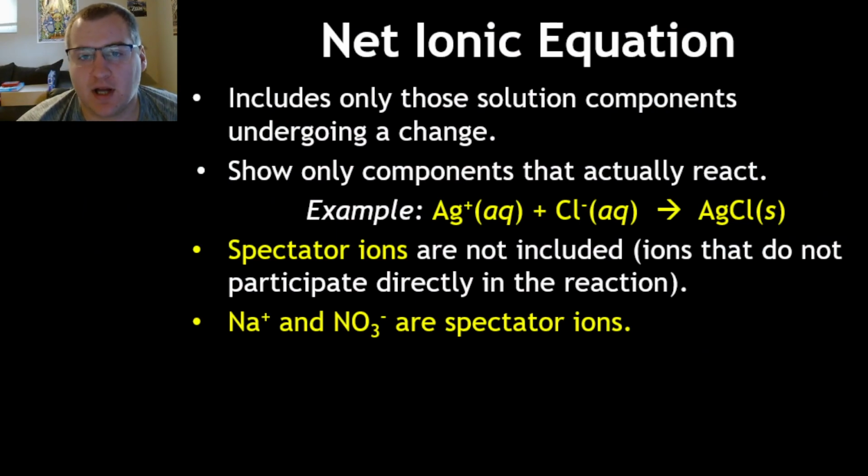Those ones we crossed off are called spectator ions. They're not actually participating in the reaction, they're just spectating it. So we just kind of cross them off. Na plus and NO3 minus we crossed off. Those are the spectator ions in the net ionic.